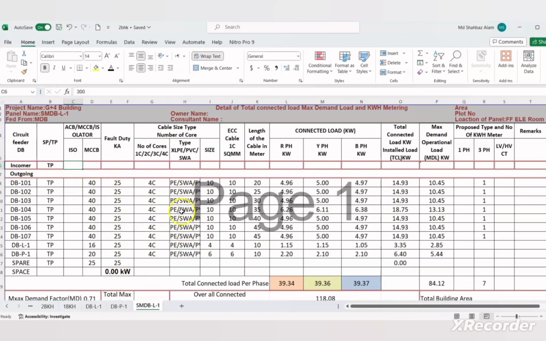And for this SMDB, the upstream panel is the MDB and the downstream panel itself is the SMDB. So here the downstream panel is SMDB, so we can put the isolator, not an MCCB breaker. But when we design the MDB, then we will write the breaker for this SMDB as MCCB type, not isolator. Hope you are clear.